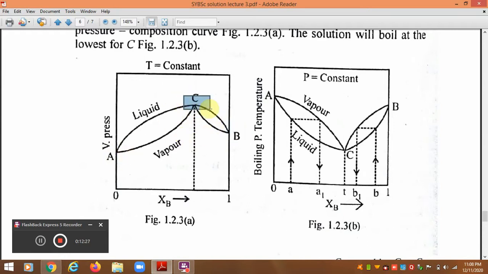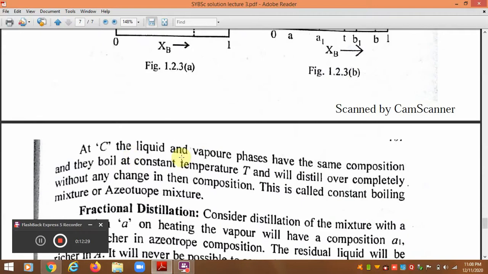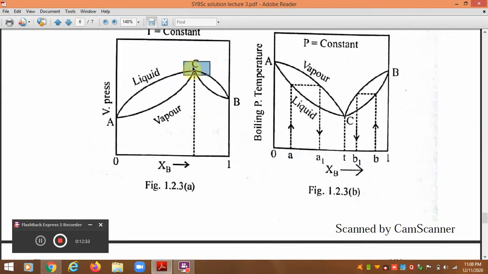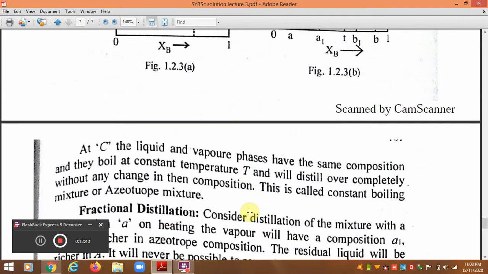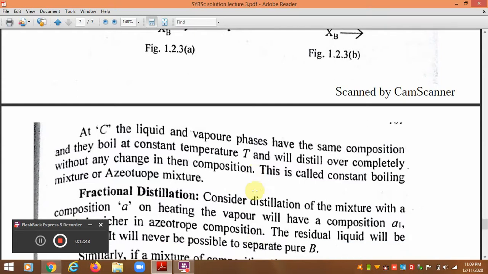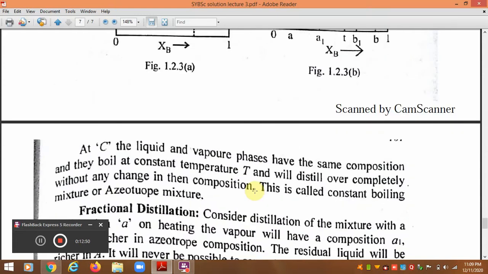But at point C, what happens? At point C, the liquid and vapor phase have the same composition. The liquid phase and the vapor phase have the same composition, and they boil at a constant temperature T and will distill over completely without any change in the composition. And this mixture is called a constant boiling mixture, or an azeotropic mixture.